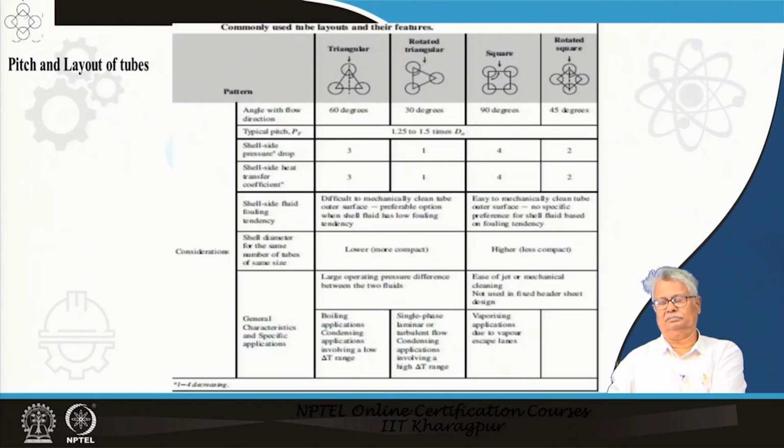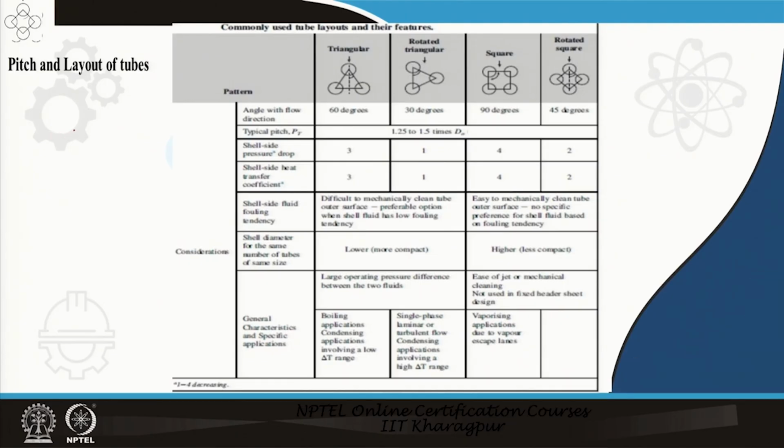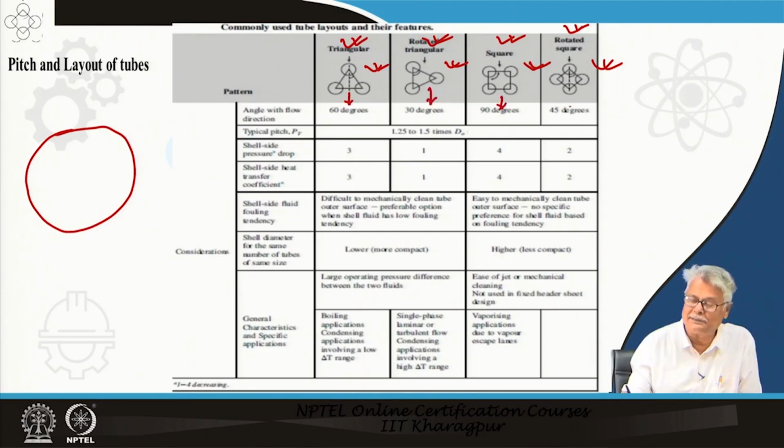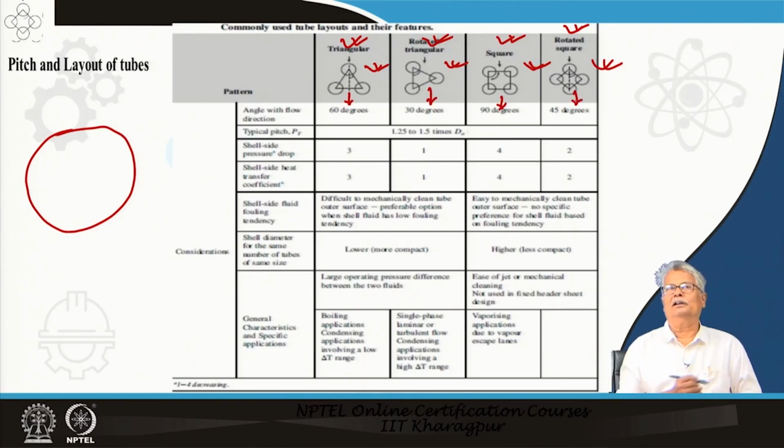The tubes are fitted to the tube sheet. It is a part of the tube bundle. It is possible to have within the shell or the tube sheet itself different options of layout of the tubes. It could be square, as I have here, it could be rotated square, it could be triangular, it could be a rotated triangle also. The difference is basically with respect to the direction and the angle with this particular direction of the fluid flow during the cross flow. There are different cases when we prefer certain things.